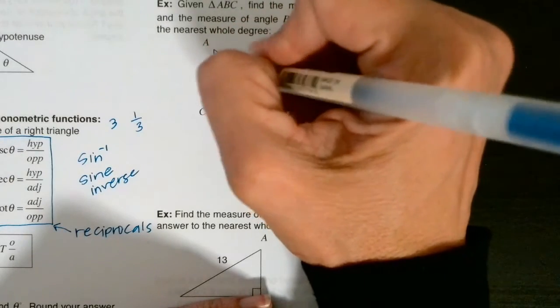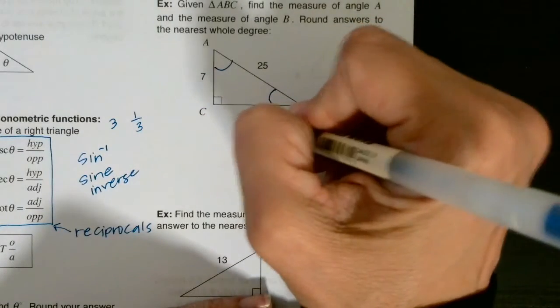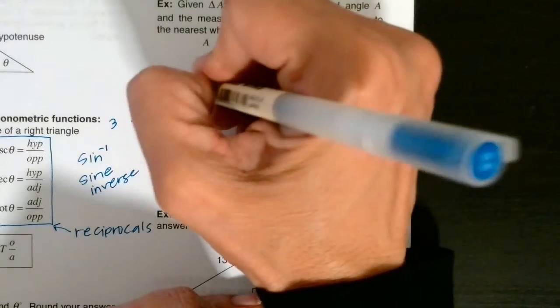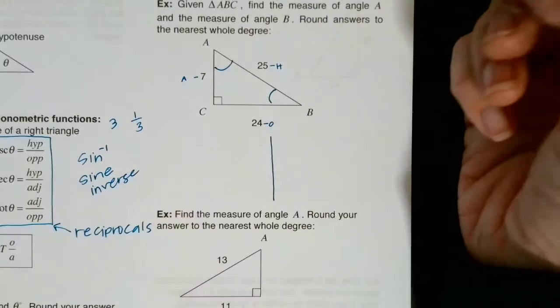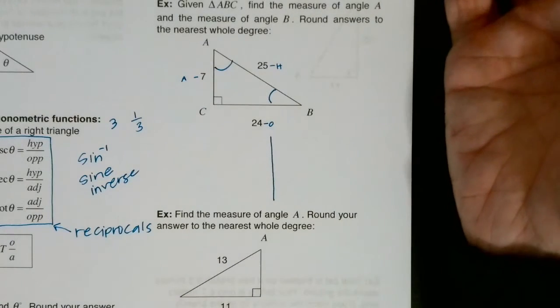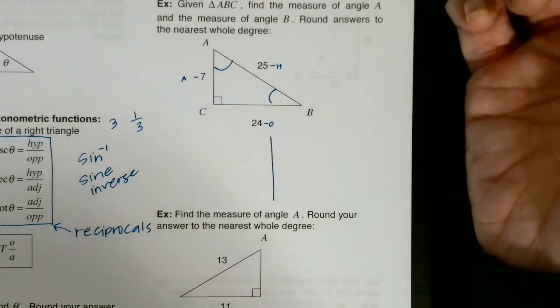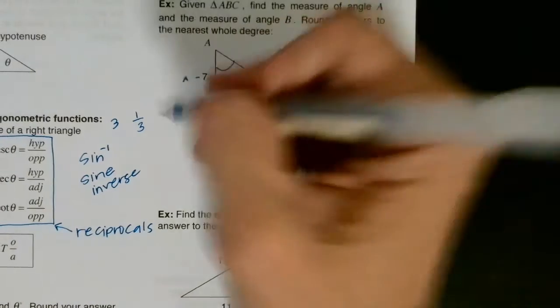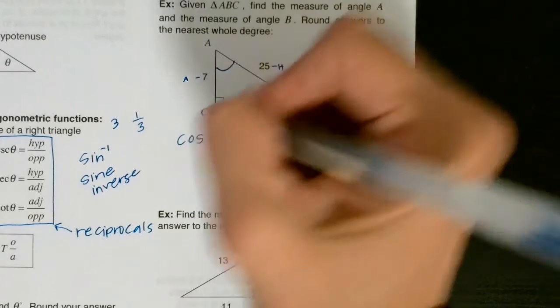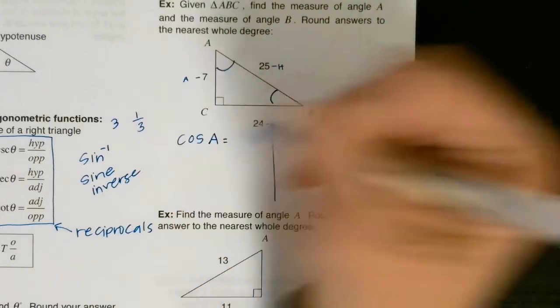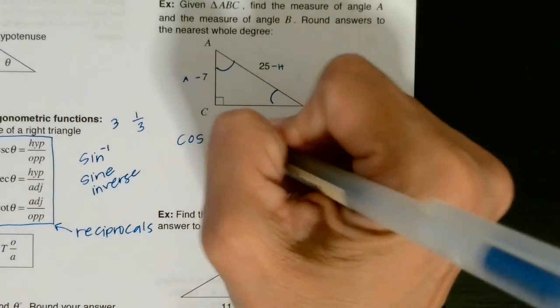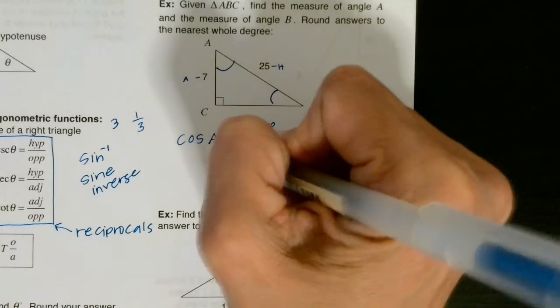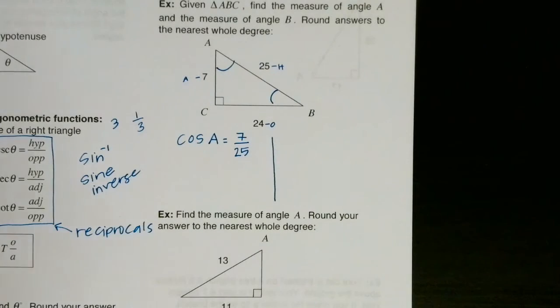If I'm talking about angle A, this is opposite, this is adjacent, and this is hypotenuse. So we have all three sides, so we get to pick our favorite trig ratio. Do we want to do sine, cosine, or tangent? You know what, let's just do cosine. So the cosine, and I'm not going to write theta because that's not theta, that's A, equals, and cosine is adjacent over hypotenuse, so that's 7/25. Okay, so that was yesterday's lesson.